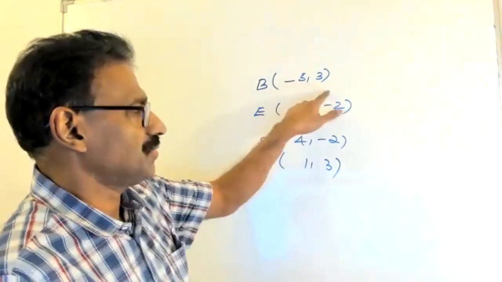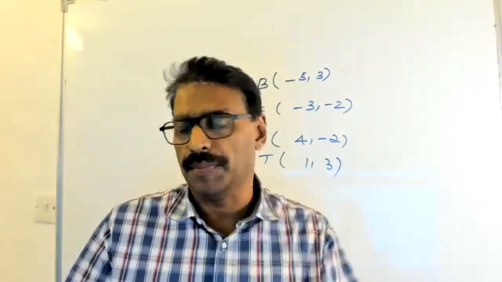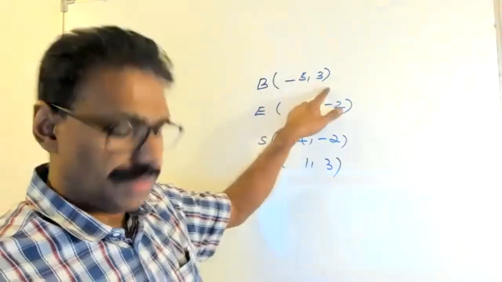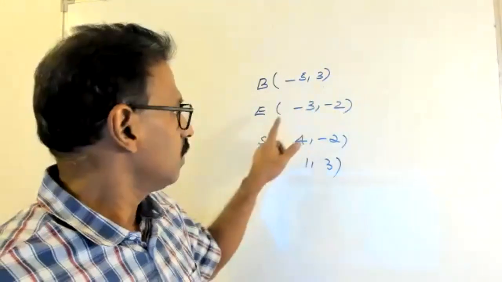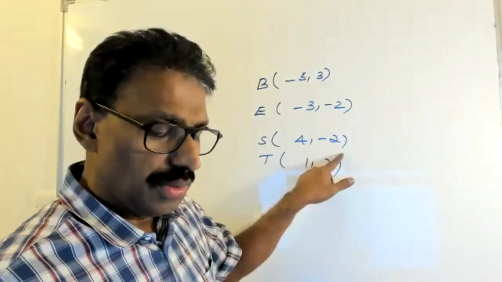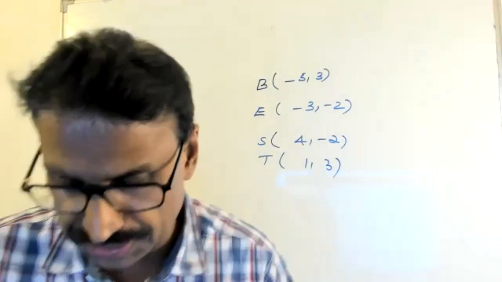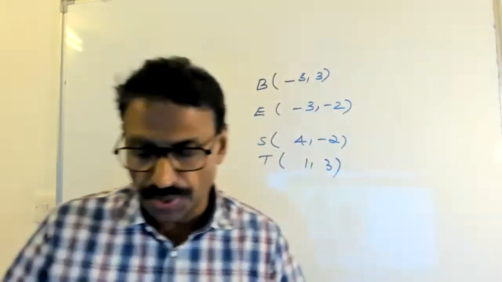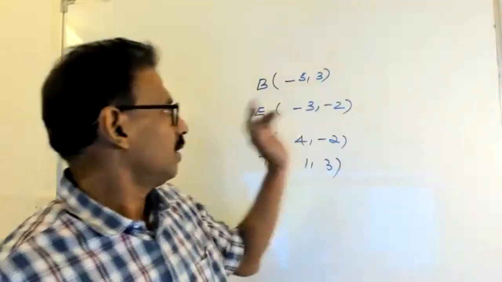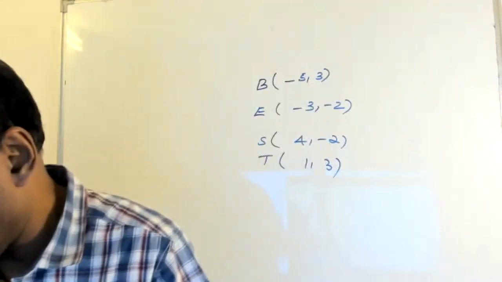B is minus 5, 3, on a graph paper. Don't use the pen on the graph paper. B is minus 5, 3. E is minus 3, minus 2. S is 4, minus 2. T is 1, 3. Okay. Also mention the quadrant in which the points lie. That means B, which quadrant; E, which quadrant; S, which quadrant; T, which quadrant. Like that. Okay. Do it first.